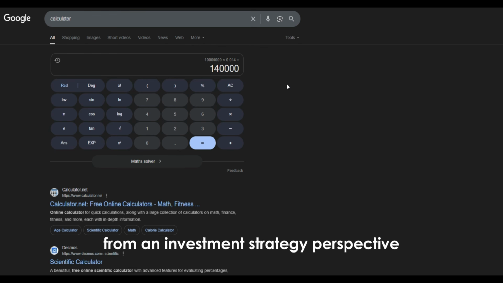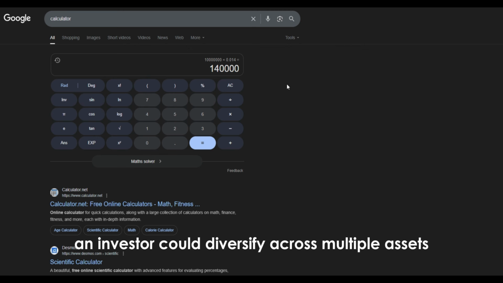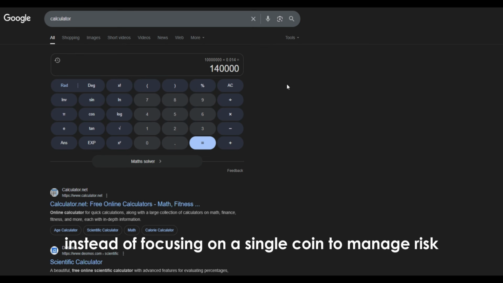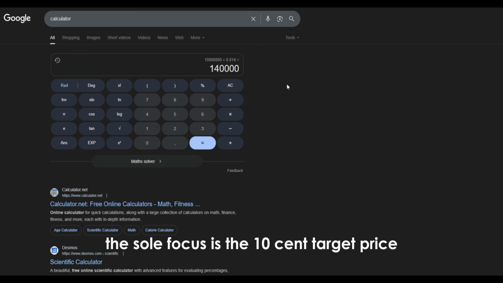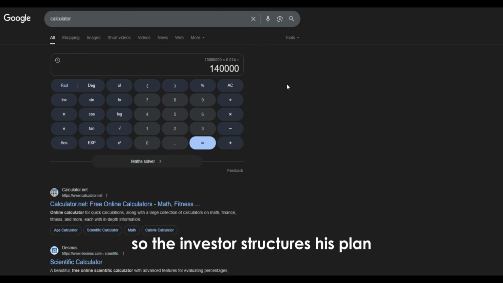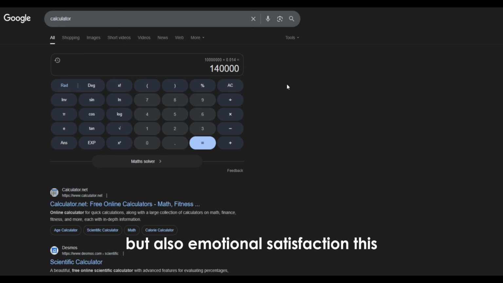From an investment strategy perspective, such calculations are also critical in portfolio management. For example, an investor could diversify across multiple assets instead of focusing on a single coin to manage risk. But in your example, the sole focus is the 10-cent target price, so the investor structures his plan around reaching this price level. In this case, achieving this level provides not only financial gain, but also emotional satisfaction. This target represents a milestone the investor has patiently waited for, perhaps for months or even years.